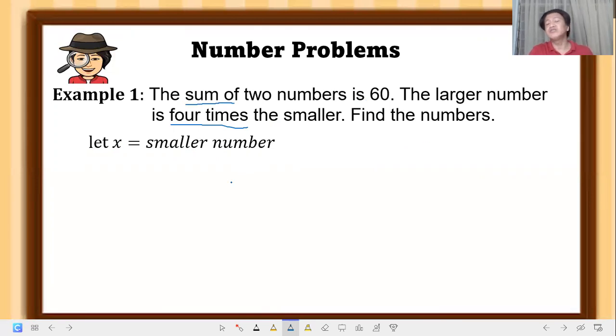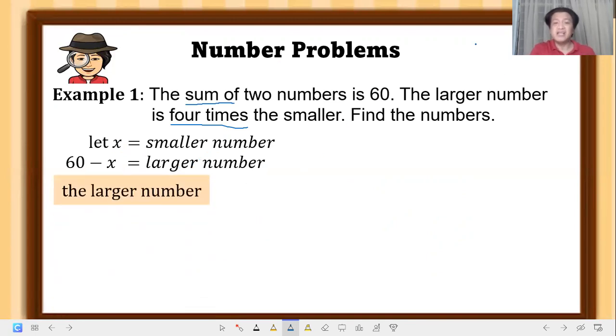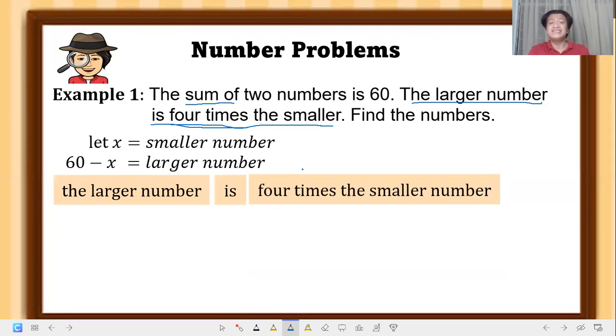Let x is equal to smaller number. And yung larger natin ngayon, kung ang x natin smaller, paano i-represent yung larger? Kaya lalagyan mo lang siya ng 60 minus x. Kasi yung sum nila is 60. Minus mo lang yung smaller para makuha yung larger natin. Okay, and then from that, so we are going to write the statement. Ito yun, no? The larger number then is, ito yon, 4 times the smaller. Okay, actually yan na yung statement natin leading to the equation.